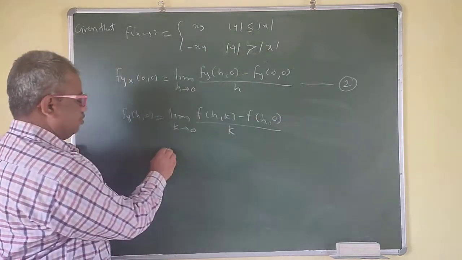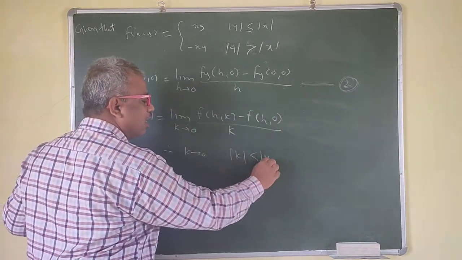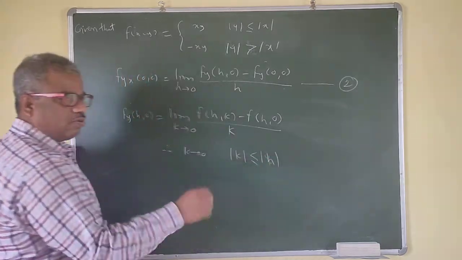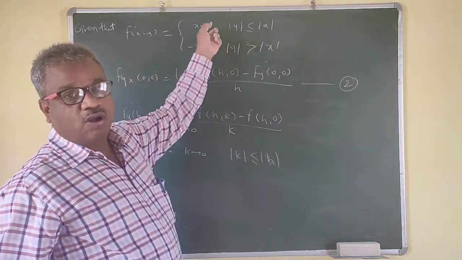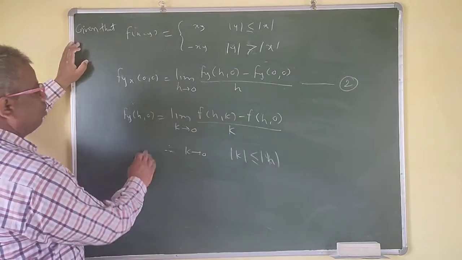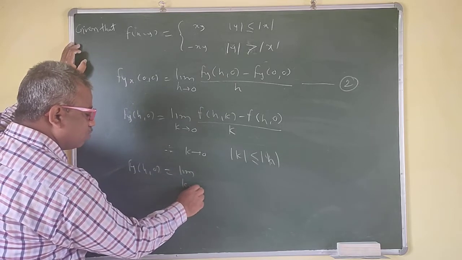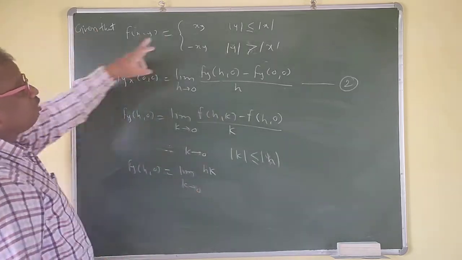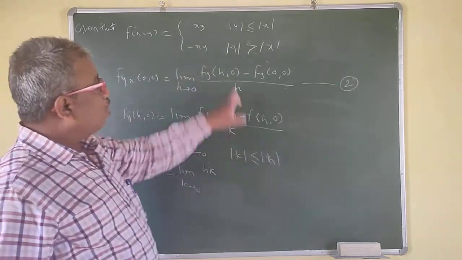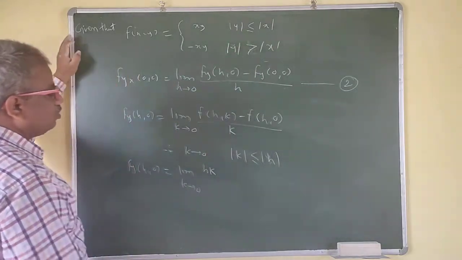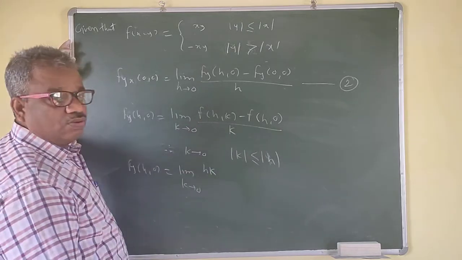So that means what? Since k tends to 0, therefore mod k is less than or equal to mod h. Right? Now which function do we have to apply? See your k, this, a plus xy. So fy(h,0) is equal to limit k tends to 0 of this, h k. You have to take the positive value because mod k is less than mod h. That means mod y is less than mod x, because your y coordinate becomes smaller and smaller.